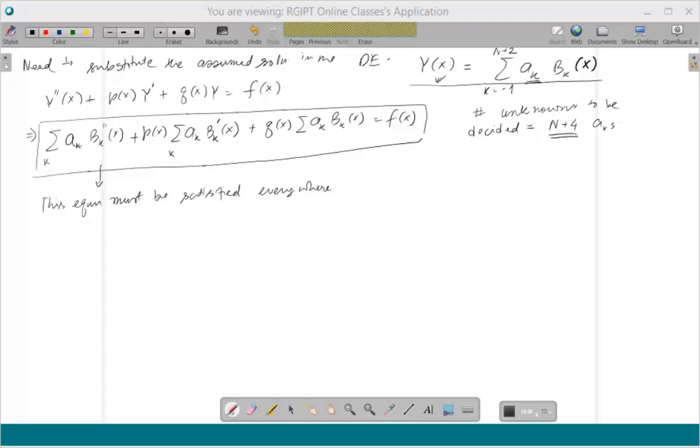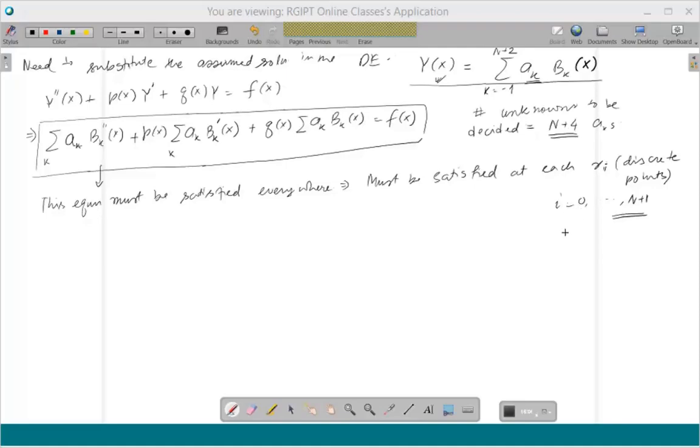grid points. So it must be satisfied at each xi. That is the discrete points, right? Where the xi's are ranging from 0 to n plus 1. First point and the last point. This is the first point.